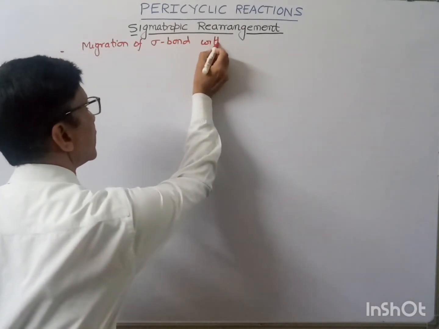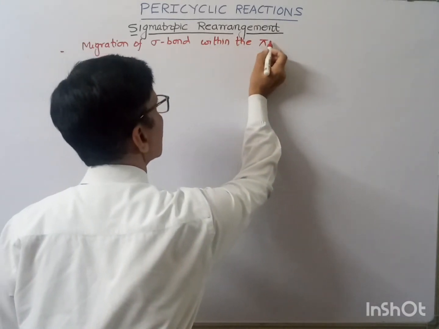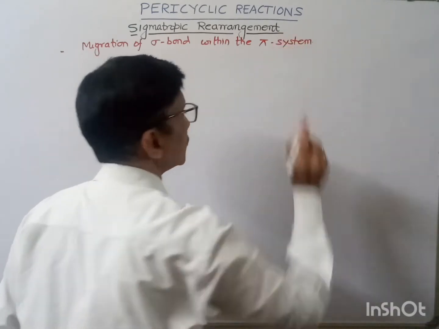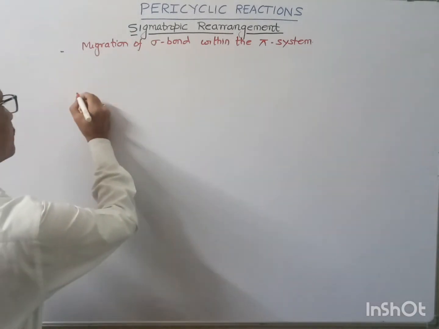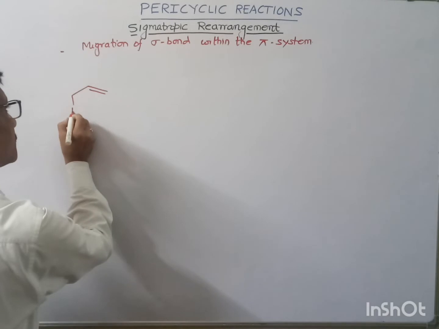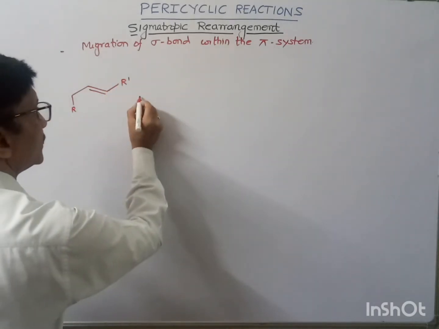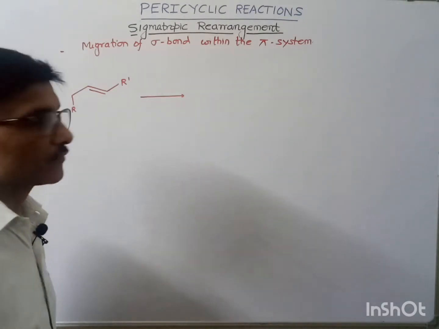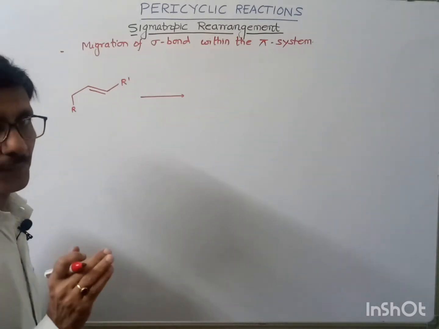Within the pi system, or within the pi framework. Okay, so suppose you have any pi system, so this is our pi system. Then first of all, if you want to write the product of this substrate molecule, we should do the numbering.